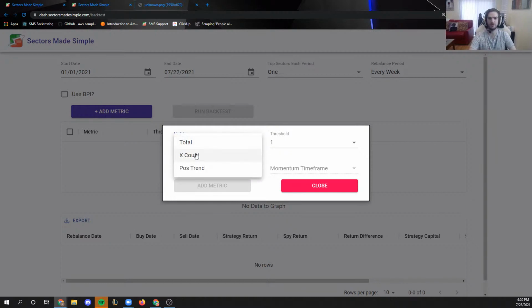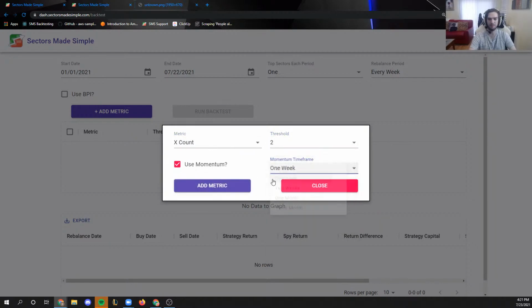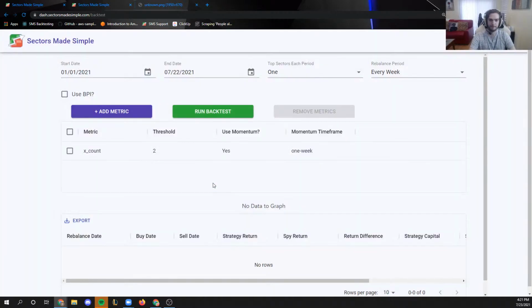Here we're going to add our rule. And our rule was we want an X count momentum of 2 or more for the 1 week momentum. So X count is, do we want positive trend, X count, or total? Use momentum is our way of saying, yes, we want to use momentum. 2 is what we want it to be, so 2 or more. And then our momentum time frame, 1 week. And we run it.